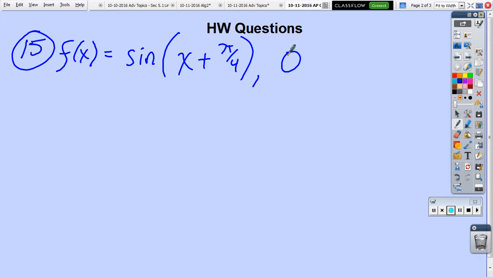From the interval 0 to 7 pi over 4. Okay, so the directions are to use analytic methods to find the extreme values of the function on the interval and where they occur. So let's review. To find the extreme values, we need to cover the critical points, which is where f prime equals 0, where f prime doesn't exist, and the endpoints. So those are the three things we need to check.